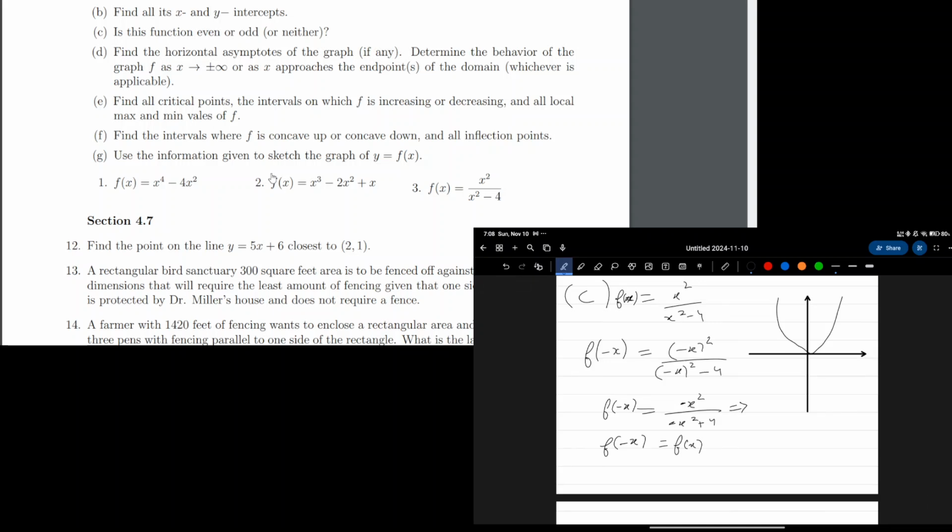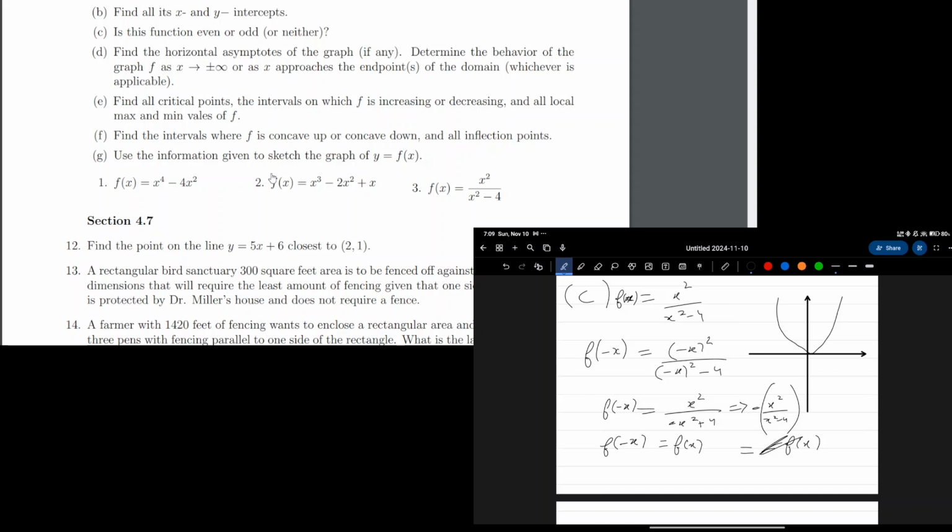If I take a negative common, let's say it was like this, and if I take a negative common, it would be negative of x squared minus 4. So it would be negative of f of x. And if I plug in negative x and it leads to something like that, negative of f of x, like the negative comes out, then the function is odd.